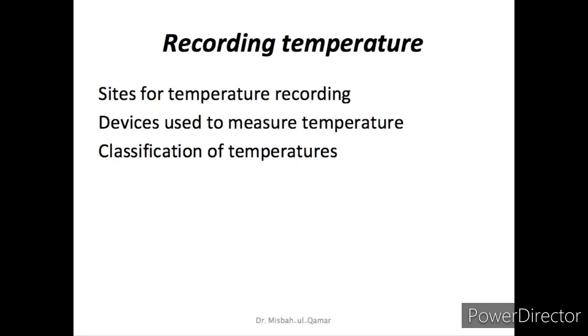Now, for recording temperature, there are several devices which are used. For example, the mercury thermometers, which you are familiar with. Then come the thermocouples and the thermistors. And there are also ingestible core temperature pills. Now, how do these pills work? They actually use low power radio frequency transmissions to communicate with the temperature monitor.